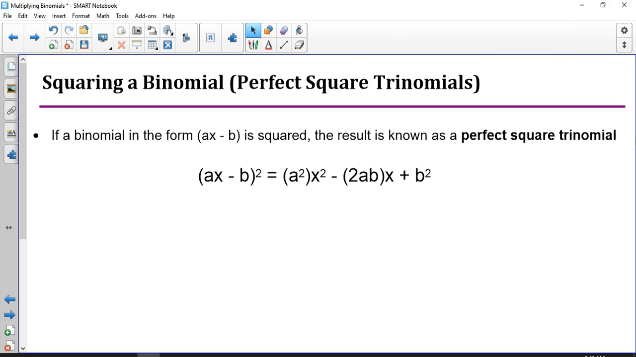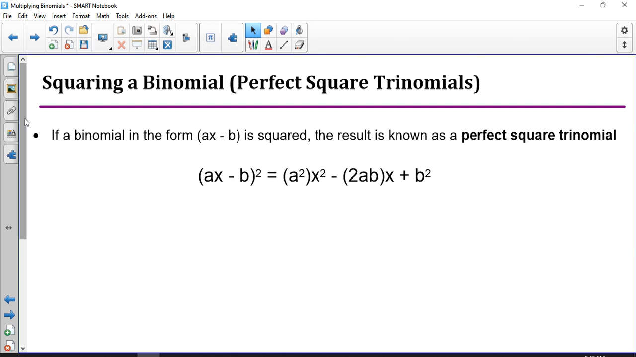Hello everybody. In this video I'm going to be showing you how to take a binomial and square it. I'm really going to be showing you a little shortcut way of completing that task without going through the long FOIL expansion, okay?